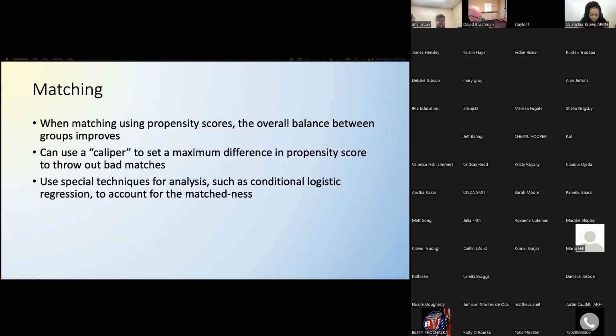And because it is a matched data set, you will have to use special techniques for analysis. You'd typically use conditional logistic regression if you're looking at a binary outcome, or you could use a stratified proportional hazards regression if you're looking at time-to-event data. So you have to use some special techniques to account for the fact that it's matched data.